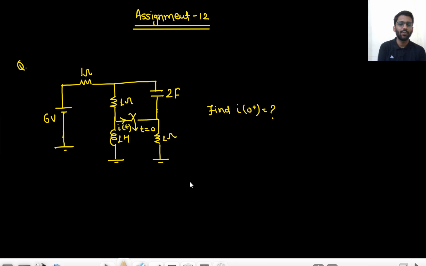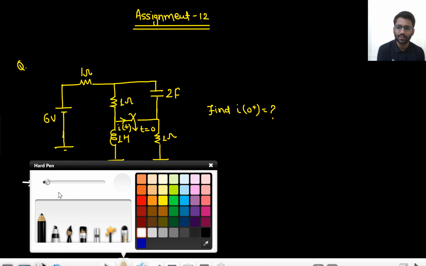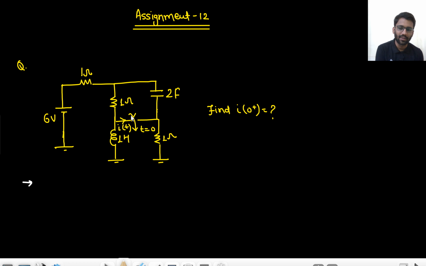In this question, what you need to do, you need to find I at 0 plus. Okay. So you should be able to solve these kind of questions. So for t less than 0, what is happening? For t less than 0, this switch is off. That means steady state would have been reached at t equals to 0 minus, because this is 6-volt battery which is there from t equals to minus infinity.